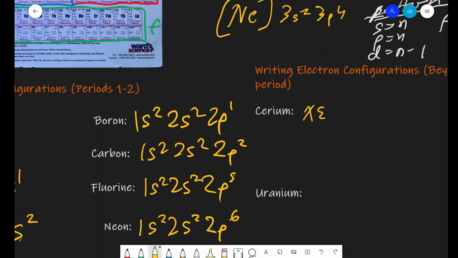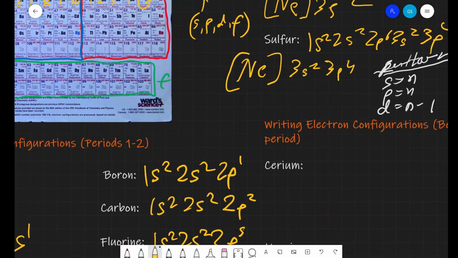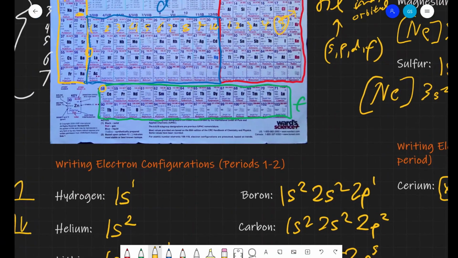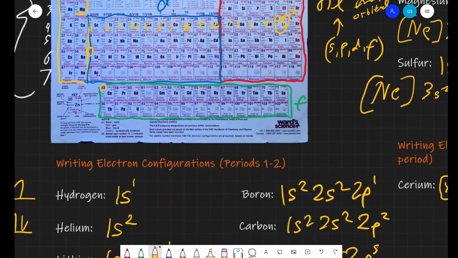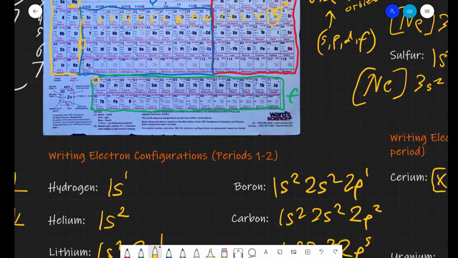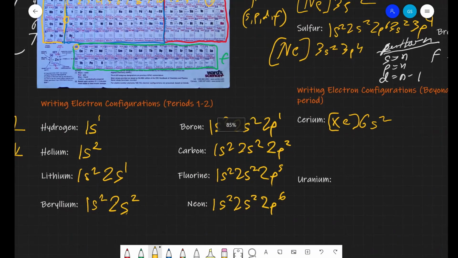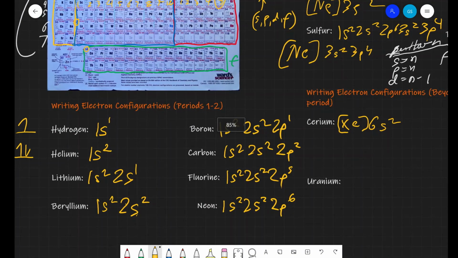Xe, that's how you write it. And then we write everything else. So Xe now, so that was the 5th energy. Now moving on to the 6th. So that would be 6s2. And now pause the video and see if you can figure out what would be right after this.